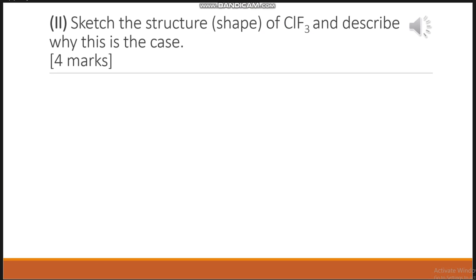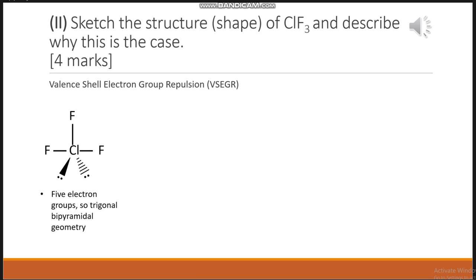Part 2 wants a sketch of the shape of ClF3 and a description as to why this is the case. So for this we will use something called valence shell electron group repulsion, acronymized to VSEGR from hereafter because it's easier to say. We'll start with a preliminary drawing, which we can see has 5 electron groups on it. Now, according to VSEGR, that means ClF3 has trigonal bipyramidal geometry.